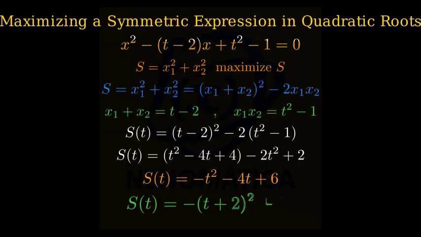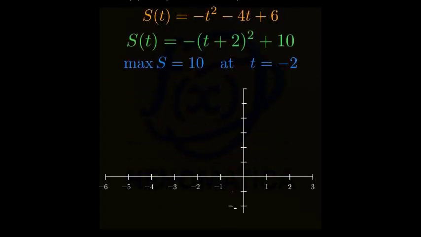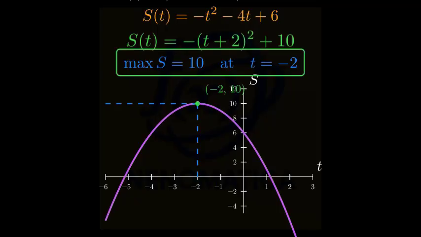Step 4. Complete the square. To read the maximum directly, factor as minus (t plus 2) squared plus 10. Therefore, the parabola opens downward, and the maximum value is 10 at t equals negative 2. To make this fully intuitive, let's graph s of t. The vertex at t equals negative 2, s equals 10, is the peak of the downward opening parabola. Final answer: the maximum possible value of the sum of the squares of the roots is 10, and it occurs when t equals negative 2.